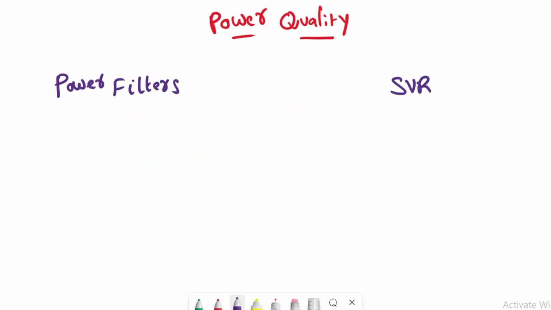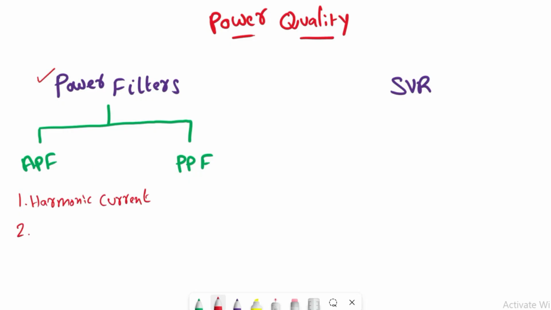Traditionally, we use power filters or static var compensator to improve the power quality of microgrid. These filters include active power filter and passive power filter. Here I already told you, to improve the power quality we need to satisfy two things: mitigate the harmonic current and also compensate the reactive power. If you come to power filters, there are two types: active power filter and passive power filter. Active power filter mainly mitigates harmonic current and also compensates some reactive power.